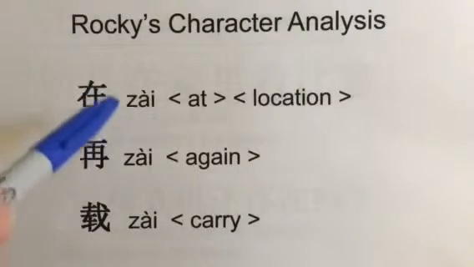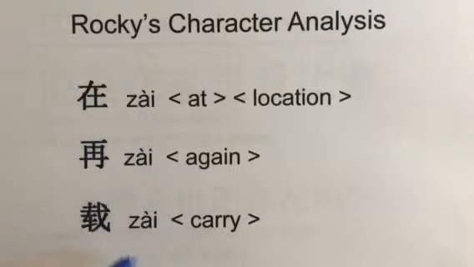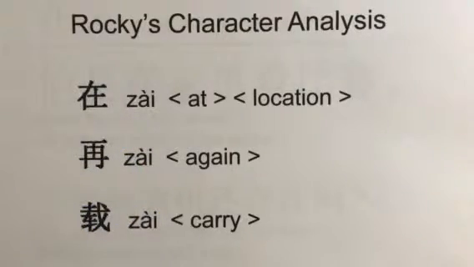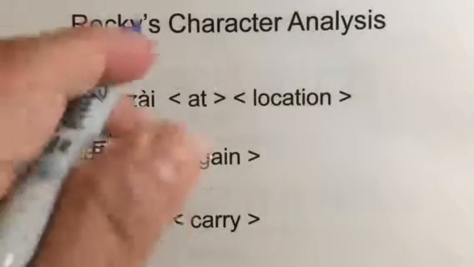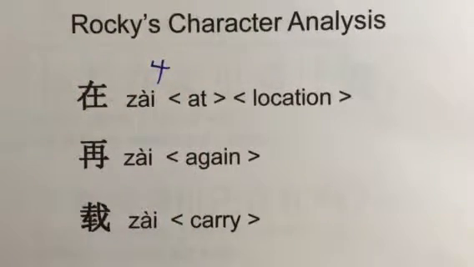The first character is pronounced Zai. The second character is pronounced Zai. And the third character that we will be learning is pronounced Zai. You may notice that all three of these characters are fourth tone characters, right? They all are pronounced the same way, but as you can see, they have very, very different meanings.